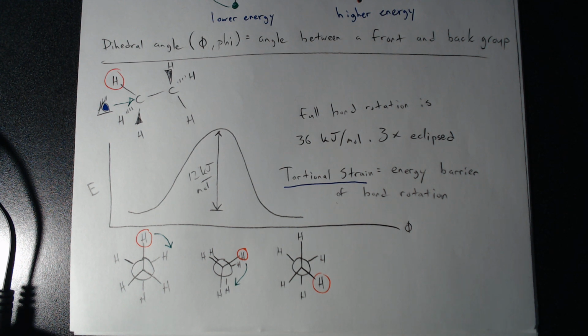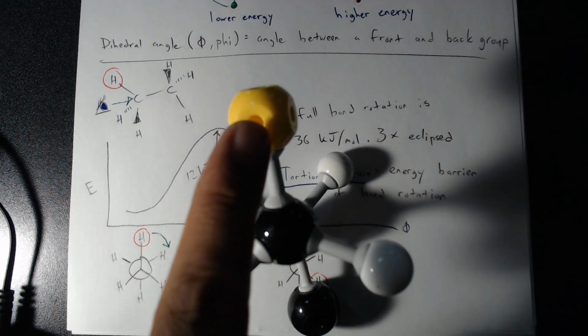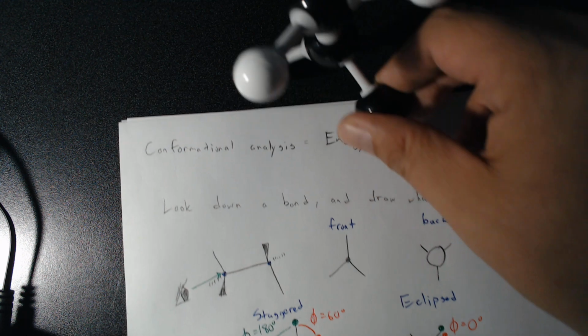All right. What I'm going to do now is we're going to do the same problem with butane, and instead of this yellow one being a hydrogen, we're going to call it a methyl group. So you always want some kind of identifying feature on your model to help you keep things straight. All right.